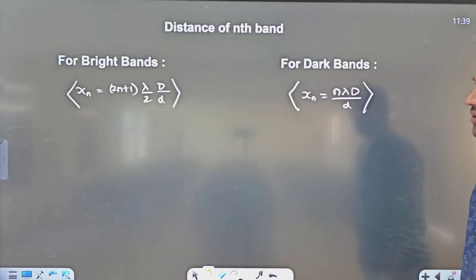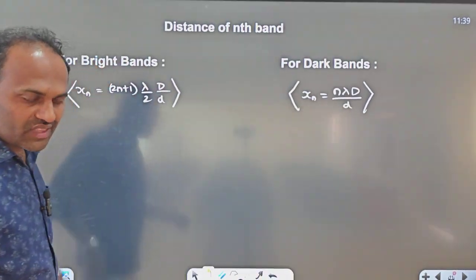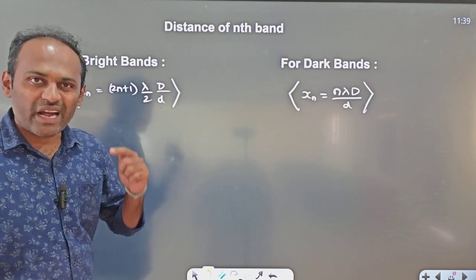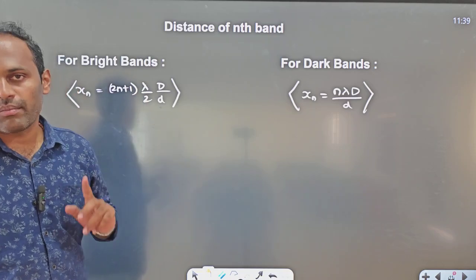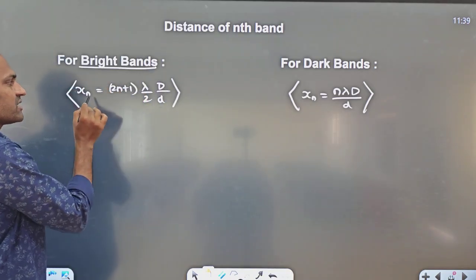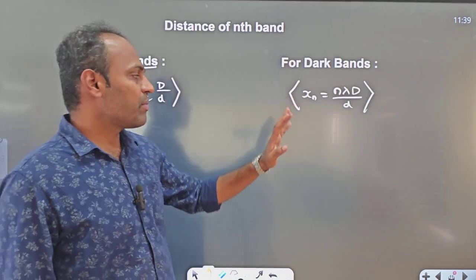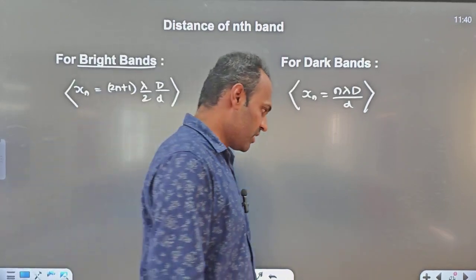Okay, that's all about diffraction. Next, see, distance of nth band in diffraction pattern. The formulas in the interference pattern come here, but they are interchanged. The bright fringe formula goes to the dark band, and the dark fringe formula goes to the bright band. So the distance of bright band xn is equal to (2n plus 1) lambda by 2 into capital D by small d. Distance of dark band xn is equal to n lambda into capital D by small d. So they are interchanged, you can remember it easily.